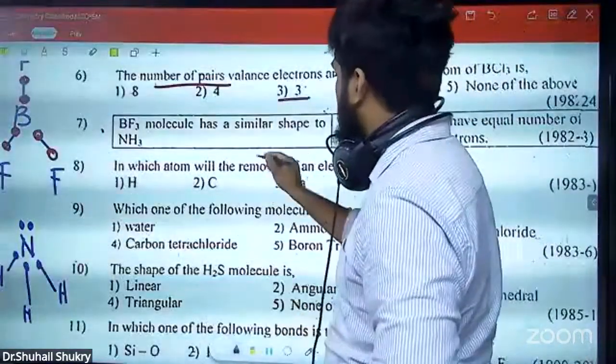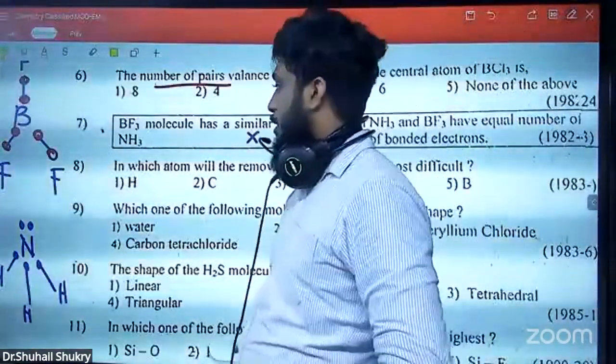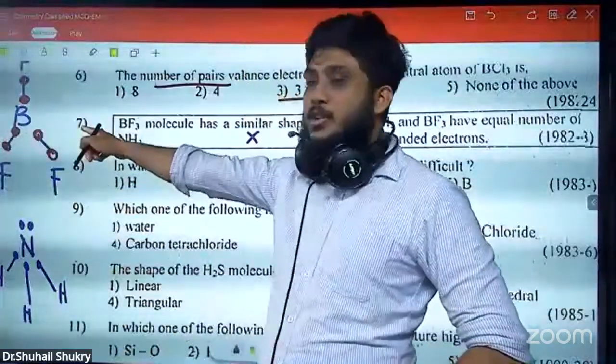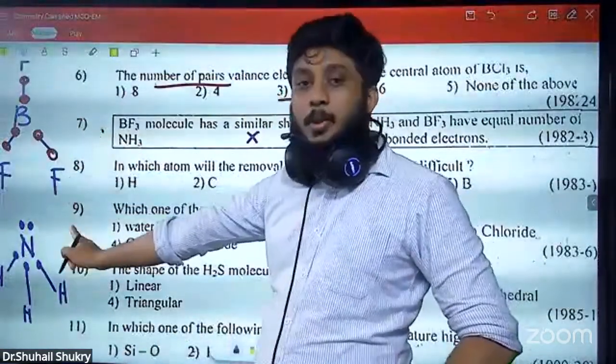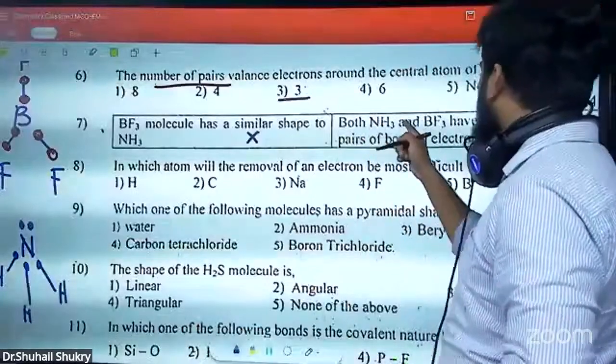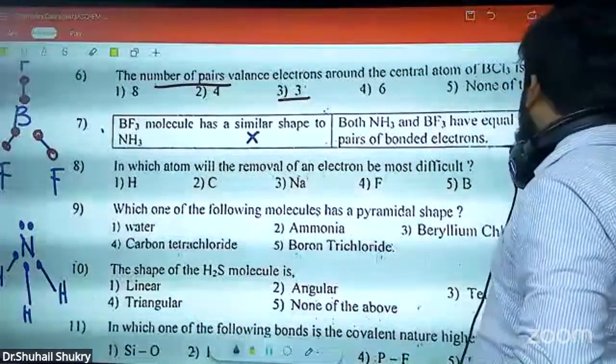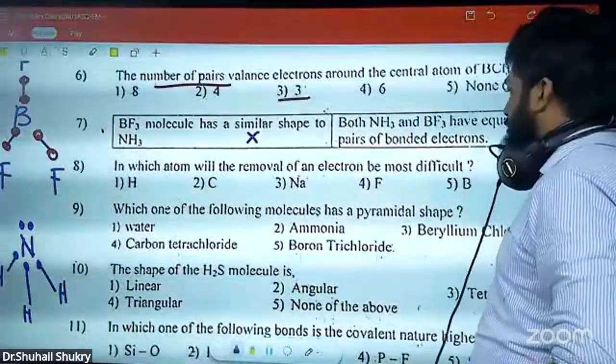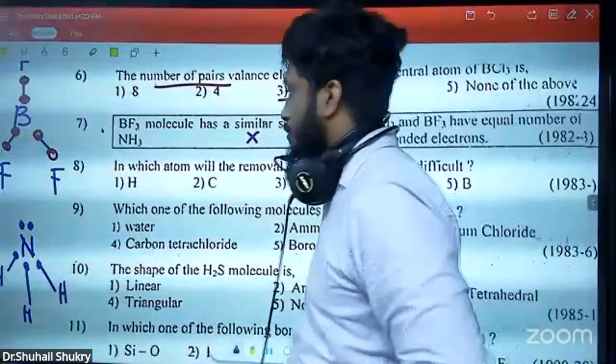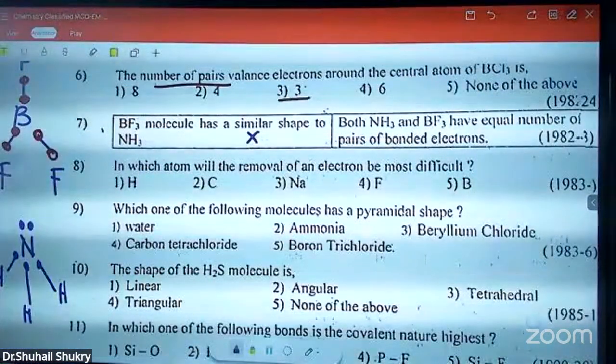True or false? False, right? They are both different shapes. BF3 is what shape? Trigonal planar. This one, pyramidal. Then they say both ammonia and BF3 have an equal number of pairs of bonded electrons. That is true, no? Equal pairs of bonded electrons, right?